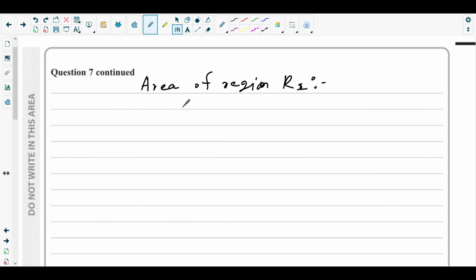Area of region R1, it's what? At first, the area of the triangle, this is half times base, the x coordinate, x equals a, right? So this will be half of base is a times height is what? 2. This is the area of the triangle plus the area of the trapezium.